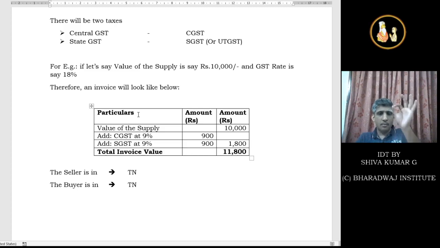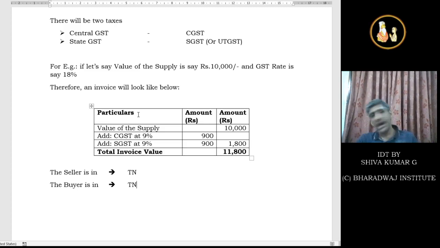Question number 1. CGST of 900 will go to which government? Repeat the question. CGST of 900 will go to which government? Sir, it will go to the central government. There's only one central government. Money will go to the central government. Excellent. Always you have to start with an easy question, then you go to the complicated question. Second question. The SGST, state GST of 9%, rupees 900, should go to which government?